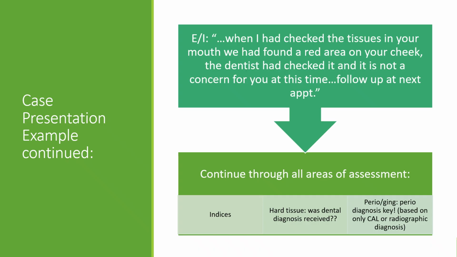You're going to talk about the indices, the PIGI. What was their score? Was it good? Was it not good? Do you think we can improve it? You're going to talk about the hard tissue. Was a dental diagnosis received? So when I say that, guys, if the dentist comes in and does your hard tissue, they received a dental diagnosis. If the dental hygienist comes in and checks your hard tissue, you have to document that the client did not receive a dental diagnosis. Okay? Just remember that. And then you're going to talk about their periodontal diagnosis, and the perio diagnosis is key, right? It's based only on CAL or radiographic diagnosis. So you're going to talk to your clients about that.